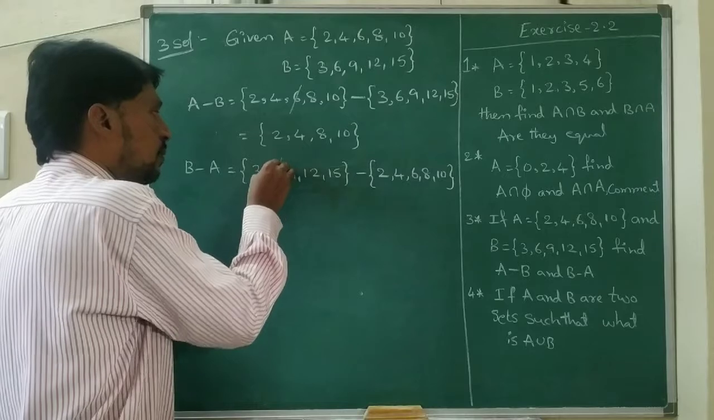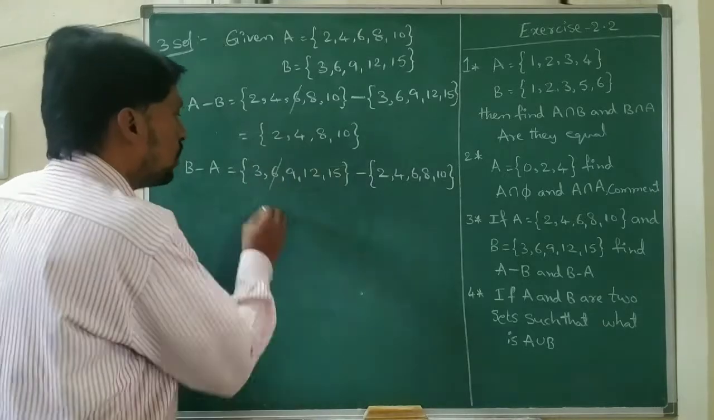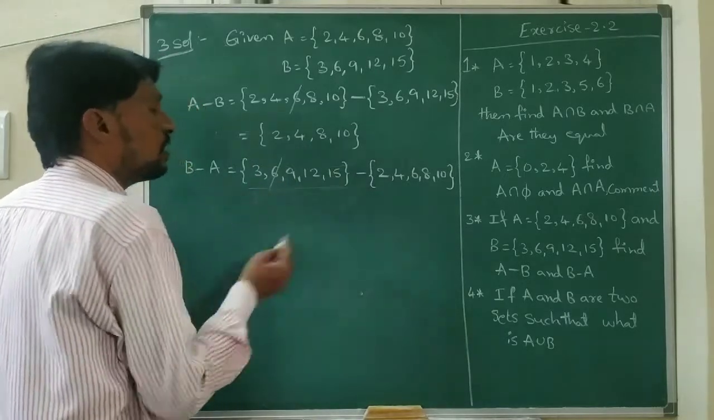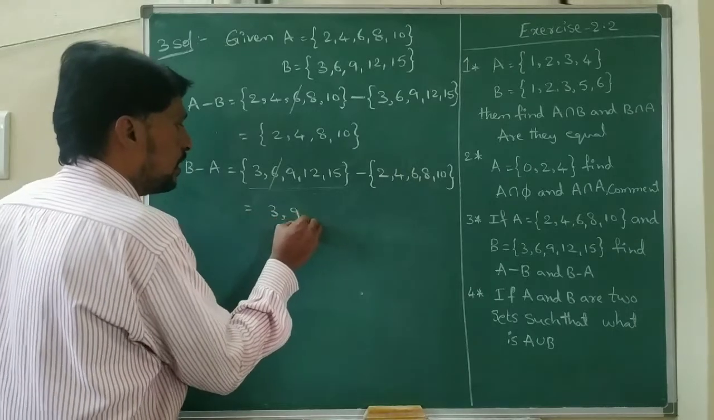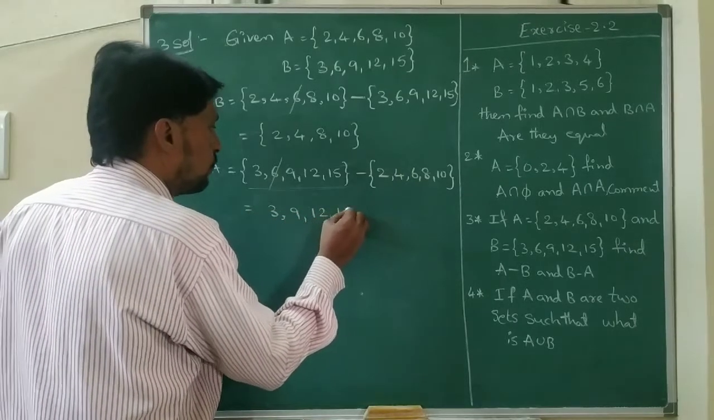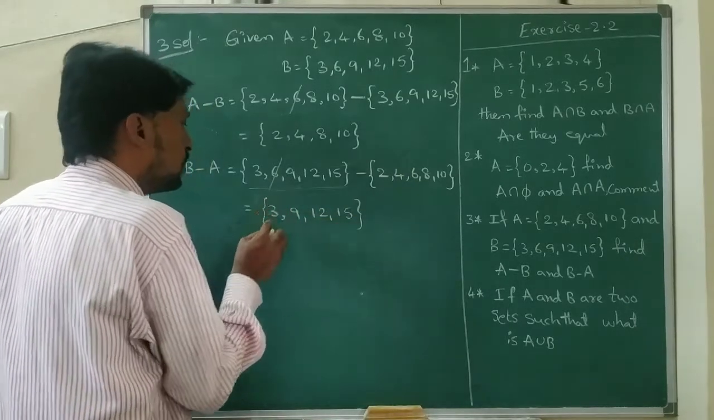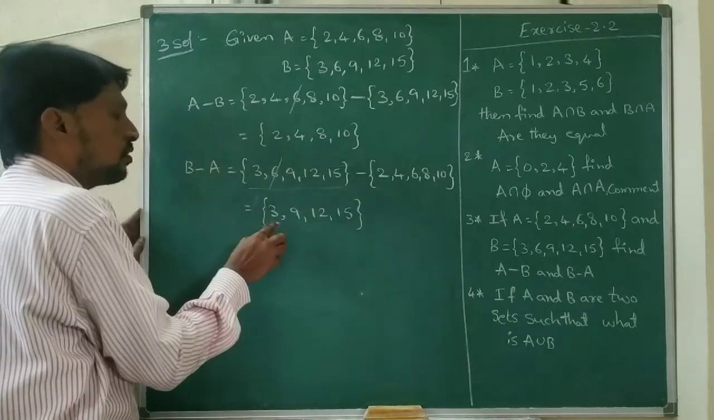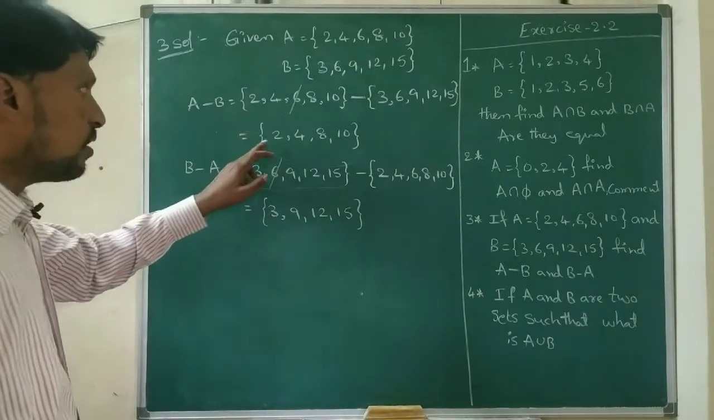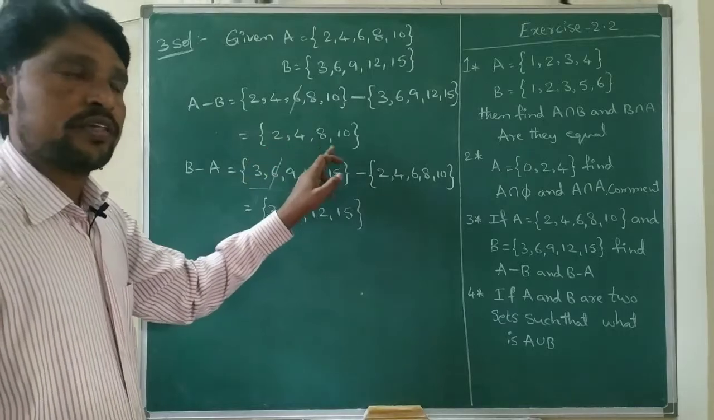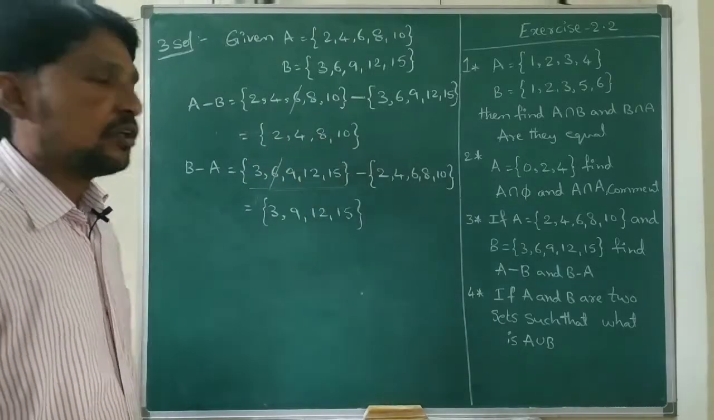So in the first set, that common element you have to cut. So in the first set, what are the remaining elements? That one we need to write. Means 3, 9, 12, 15. So here we got it. B minus A equal 3, 9, 12, 15 we got. A minus B got 2, 4, 8, 10 we got it.